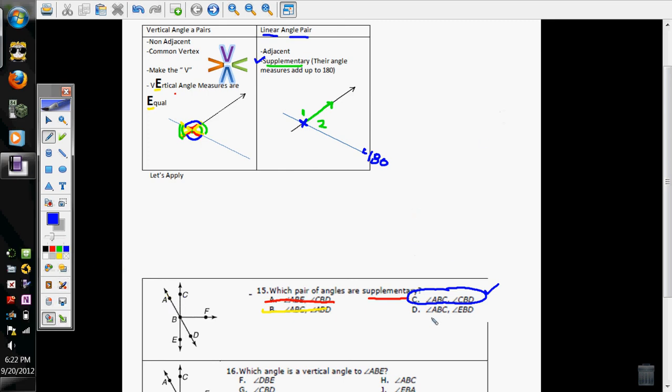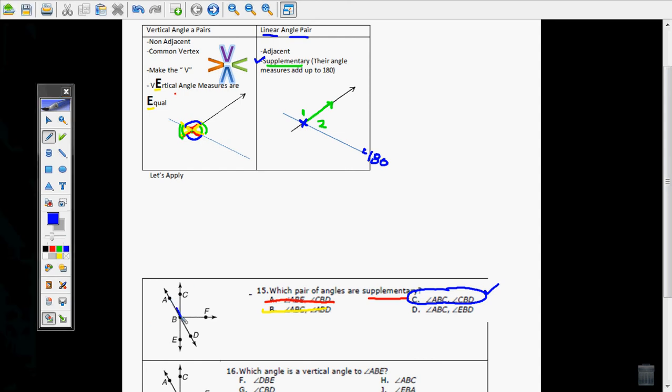Okay, last pair of angles we're going to compare to see if they're supplementary are ABC, which is this one right in here, and EBD, which is this one right here. So we definitely know that they are vertical, which means they are not supplementary, they are congruent. So we have found our answer. The answer is 15 because ABC and CBD are a linear pair, and we know that a linear pair is supplementary.